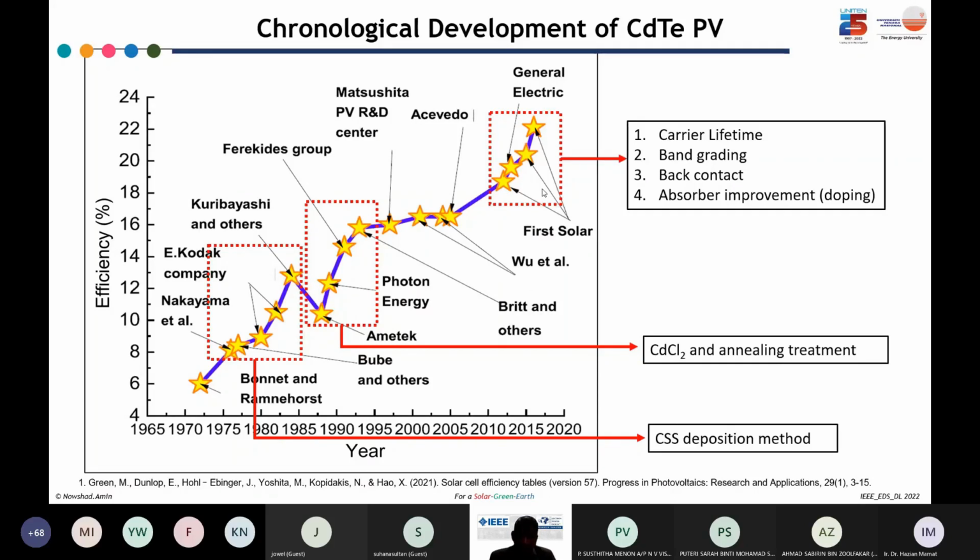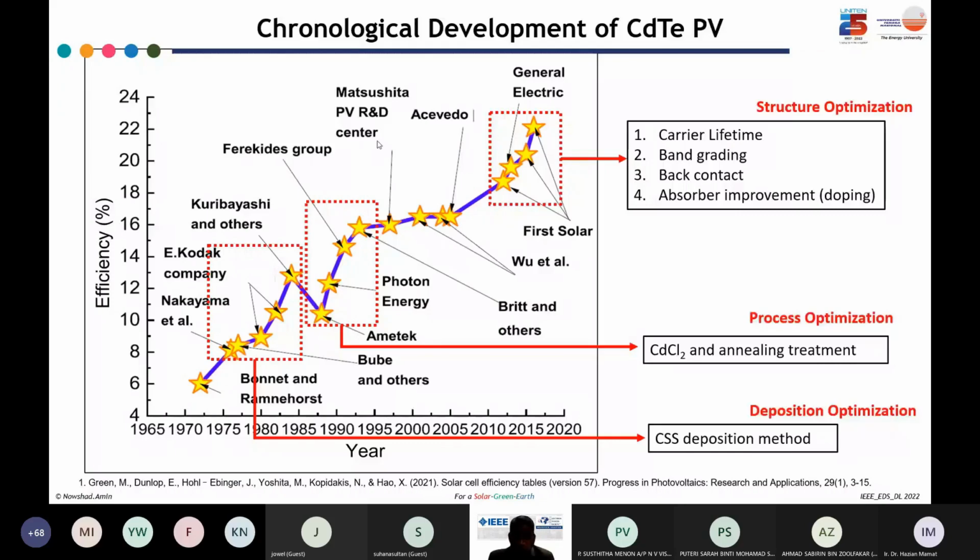In the first 10 years, the deposition method was established, like CSS, closed space sublimation, or sometimes it is called vapor transport deposition. And then process optimization was done by cadmium chloride treatment, sometimes magnesium chloride treatment, sometimes other treatment. In the last 10 years, what First Solar has done is mainly improve the quality of the cadmium telluride, and also concentrate on the configuration of the cell. So that's why they have claimed the highest cell-level efficiency of 22%.